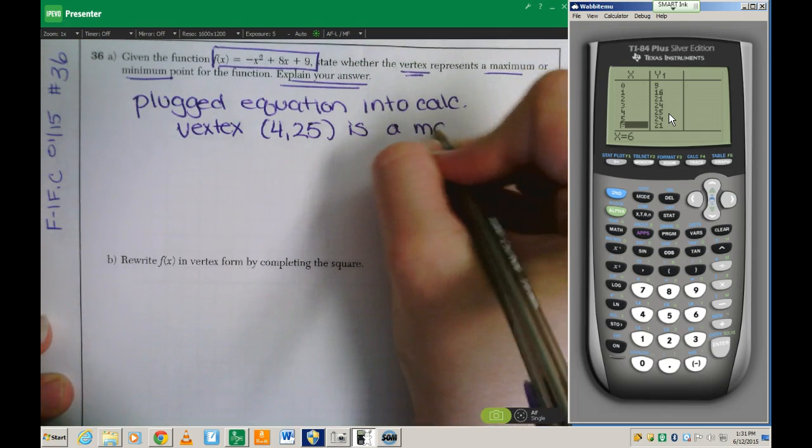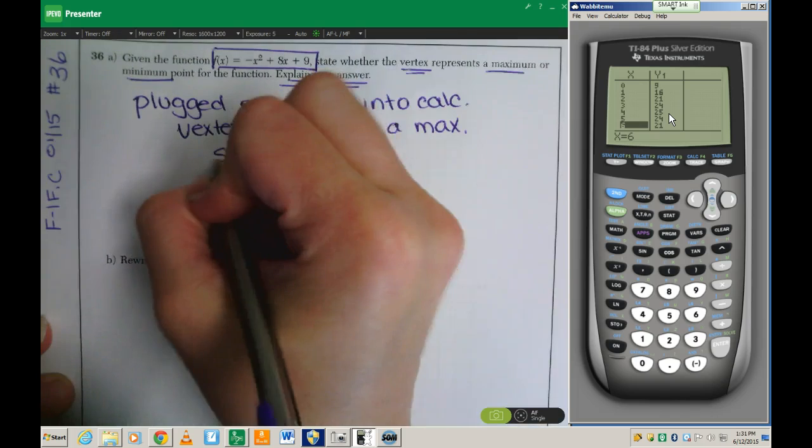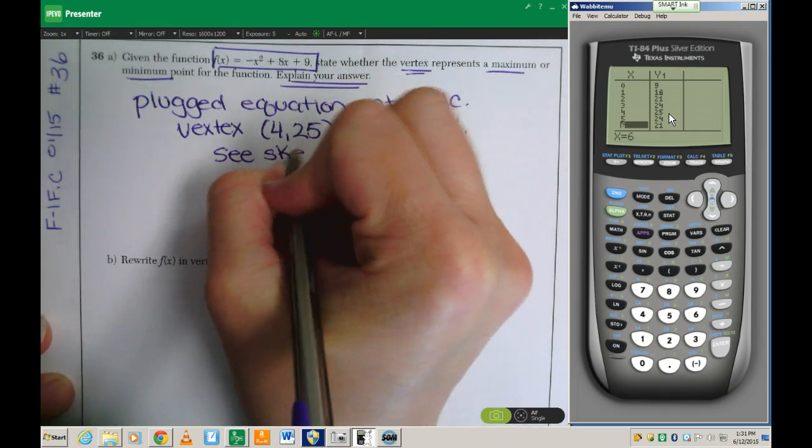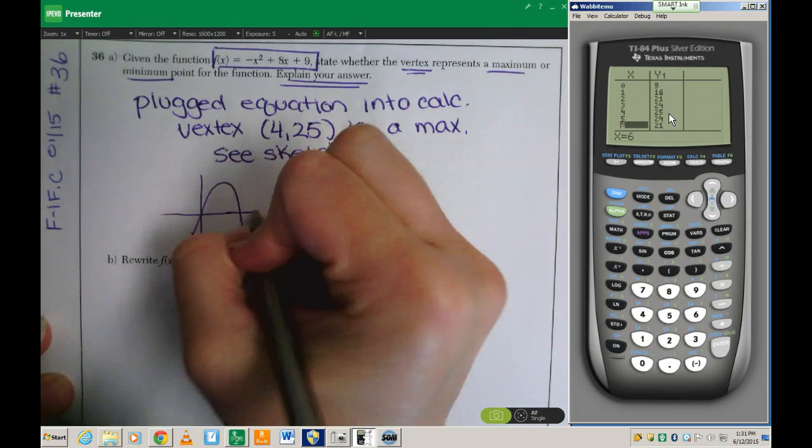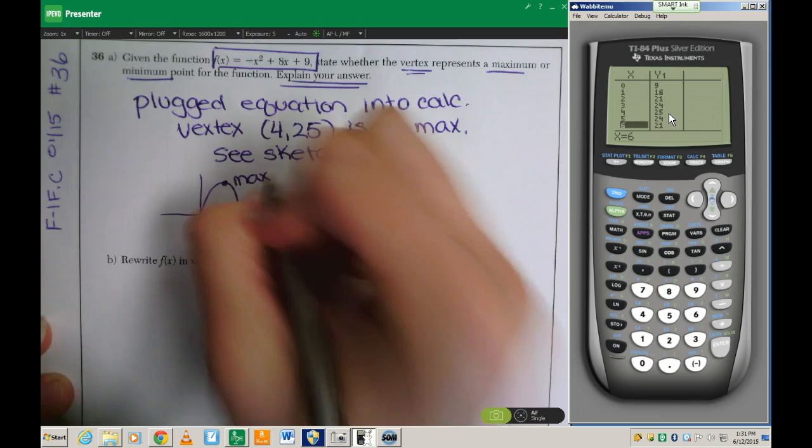It is a max. You know what? I'm just going to say C sketch. What we're going to do is we're just going to sketch it. Here's our line. Sketch. Max. Okay.